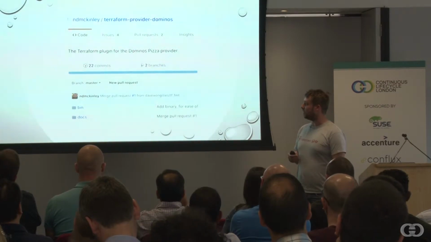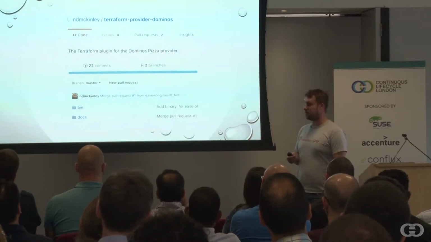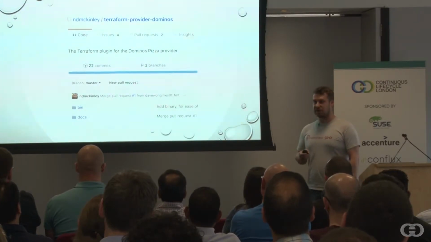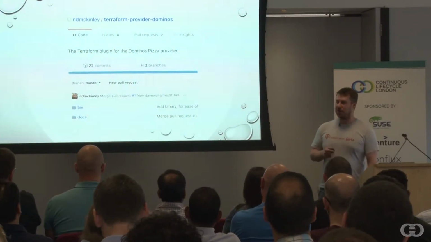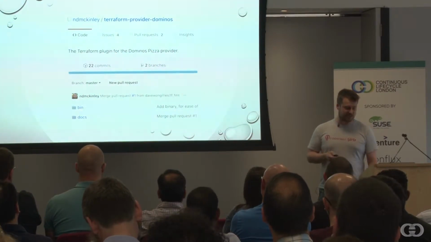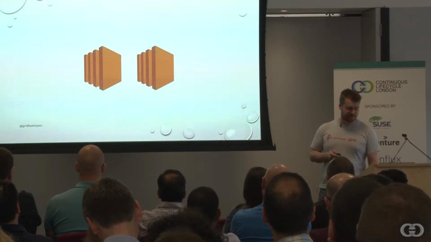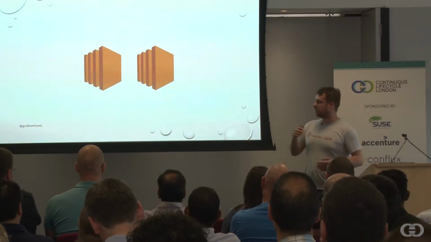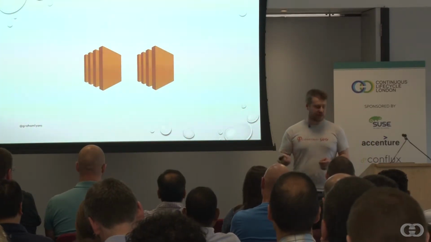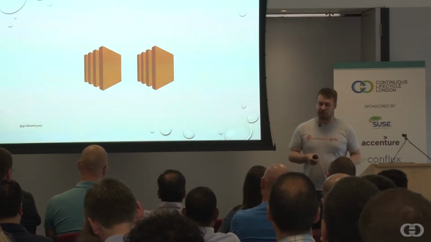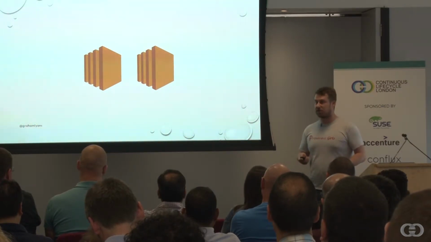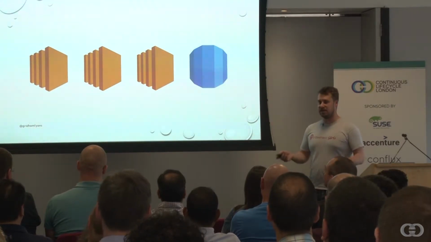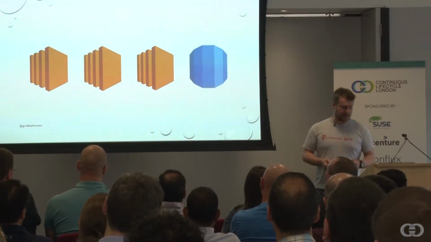Anything, really. I found this provider for the Domino's API, so you can order pizzas using Terraform. Not quite sure what the use case for that is, but it exists. So Terraform interprets the code that you write, it talks to your cloud provider, and it creates the resources that you asked for. If you need more servers, or if you need a database, you just add those into the code, you run Terraform again, and you get what you've asked for.